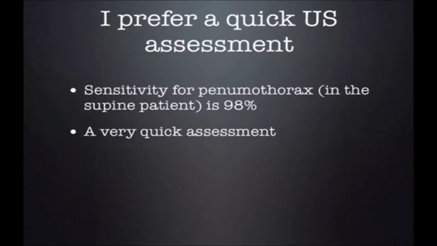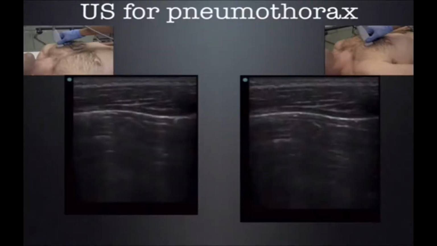I prefer just to do a quick ultrasound assessment, and the sensitivity to pneumothorax in a supine patient with ultrasound is 98%. And overall, this is a very quick assessment. It's really not going to take a lot of time. In fact, I bet that in the amount of time it takes you to go find a 14-gauge angiocath, you could do a bilateral thorax assessment for pneumothorax.